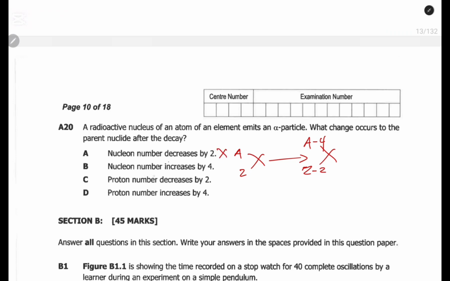So the mass number decreases by 2? This is no. Mass number increases by 4? No, it has to decrease by 4. Proton number decreases by 2? Yes, proton number decreases by 2. Proton number increases by 4? No. So therefore the answer is C.